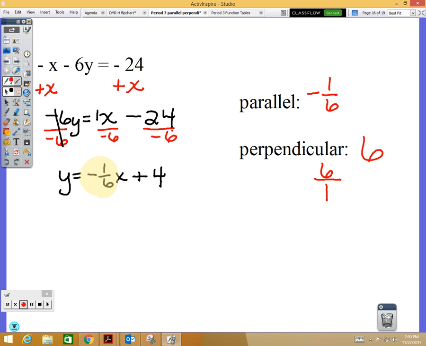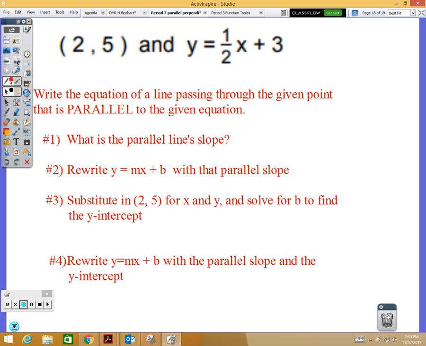All right, now we're finally ready to do the kind of problems that you will find on the assignment. So, this is going to be our notes for how to do the problems on the assignment. It says, write the equation of a line passing through the given point, 2, 5, that is parallel to the given equation. So first of all, what is the parallel line's slope? 1/2. It's the same, right? So the parallel line slope is 1/2.